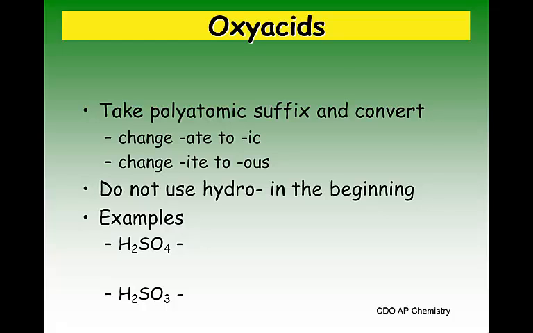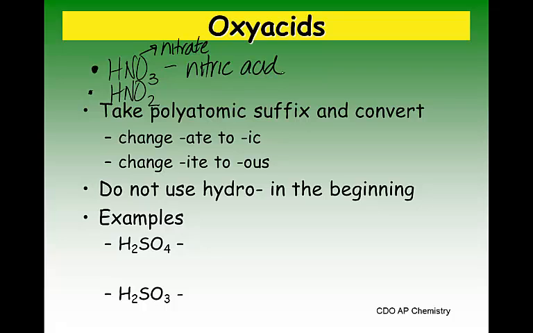But anyway, you don't use hydro in the beginning of these. Now, unfortunately, the first two examples that we're giving you are exceptions to the rules. So before we name those two acids, I think we should do a normal one up here. So we'll do HNO3 and HNO2. So NO3 is the nitrate ion, so this is nitric acid. The NO2 is the nitrite ion. And so this is nitrous acid.